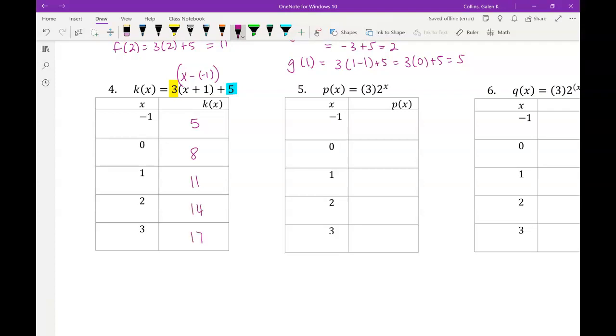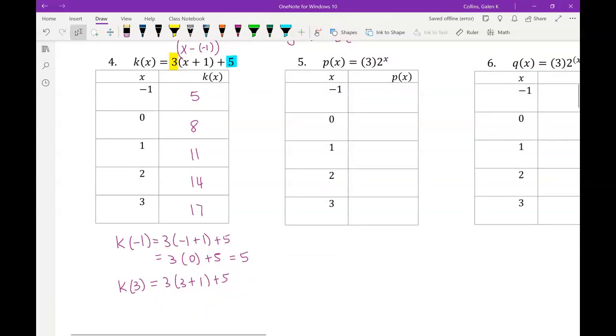And again, I could check this. I could evaluate k of -1 by substituting -1 for x. And I would get 3 times 0 plus 5. Remember to follow the order of operations, which yields 5. And it doesn't hurt to check another point. So if I evaluate k of 3, I'm going to substitute 3 for x.